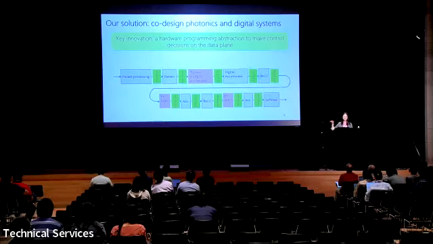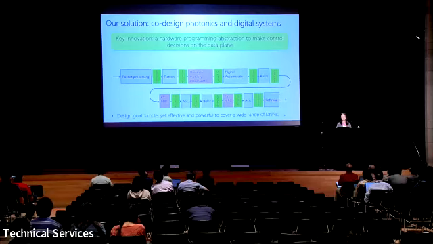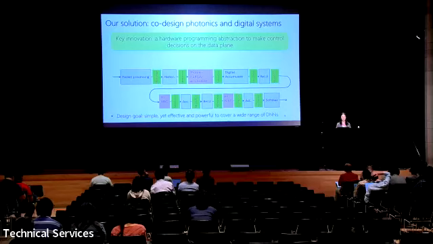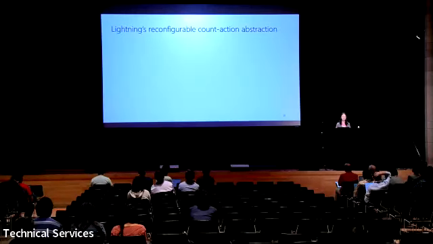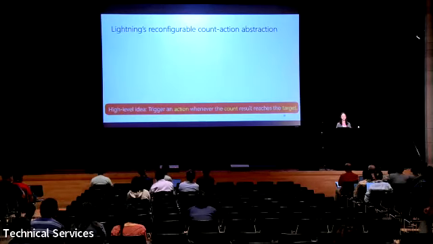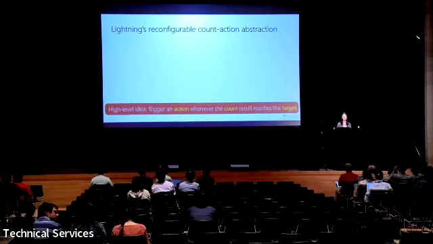By inserting this control decision in the data plane, we can make control decisions as data flies through the data plane. How should we design this abstraction? It should be simple to incur only minimal overhead. It should also be powerful to cover a wide range of DNN models. To this end, we propose Lightning's reconfigurable count action abstraction. The high-level idea here is to trigger an action whenever the count result reaches the target.